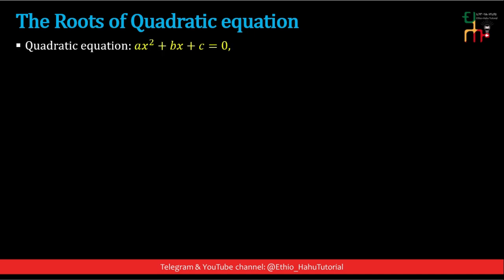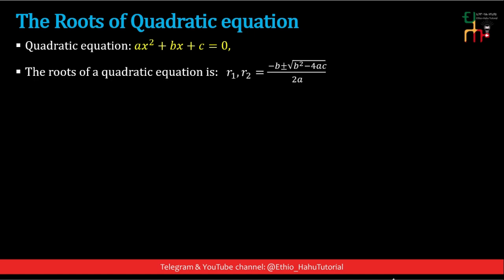The roots of quadratic equation. A quadratic equation is written in the form of ax squared plus bx plus c is equal to 0. Quadratic equation is a second degree polynomial given by ax squared plus bx plus c is equal to 0. The roots of a quadratic equation are given by r1, r2 is equal to minus b plus or minus the square root of b squared minus 4ac divided by 2a, where the value under the square root is the discriminant of the equation. The discriminant d is equal to b squared minus 4ac and determines the nature of the solution.